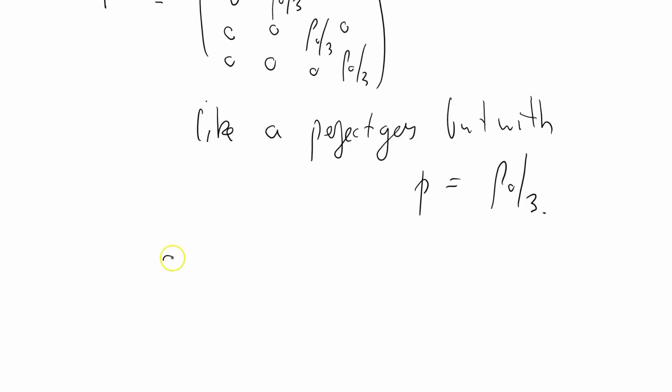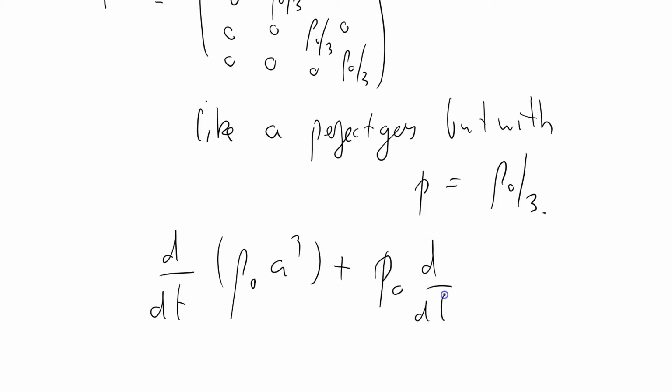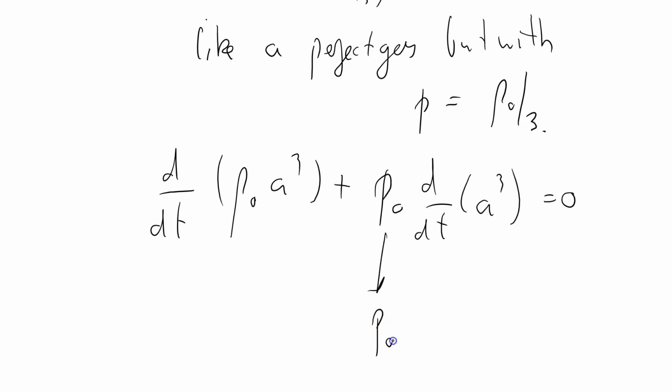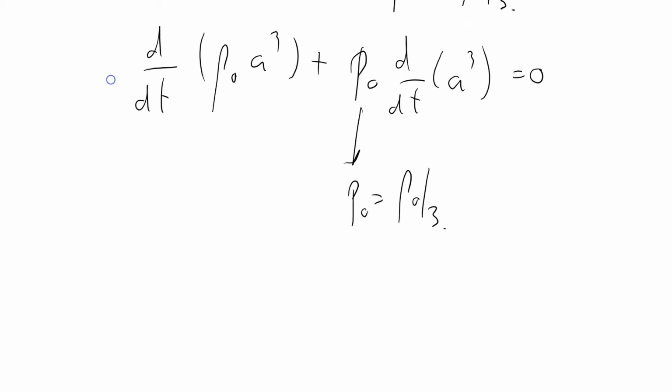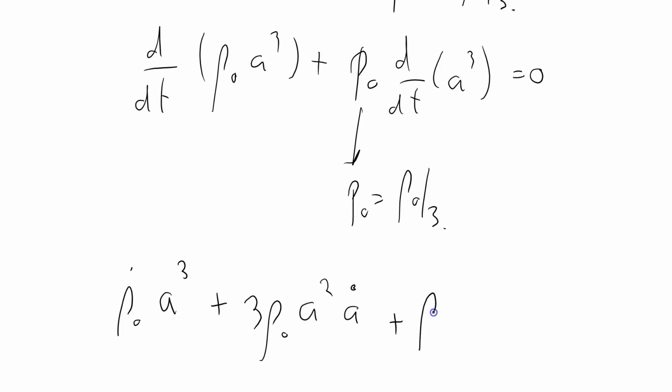Okay, so what happens to our equation? Well, let's write it out. We've got d by dt of rho 0 a cubed plus p0 d by dt of a cubed equals 0. And into this I'm going to substitute that p0 equals rho 0 over 3 and just see what happens. Okay, well that's rho 0 dot a cubed, that's differentiating that term, plus 3 rho 0 a squared a dot, differentiating that term, plus rho 0 over 3 times 3a squared a dot equals 0.